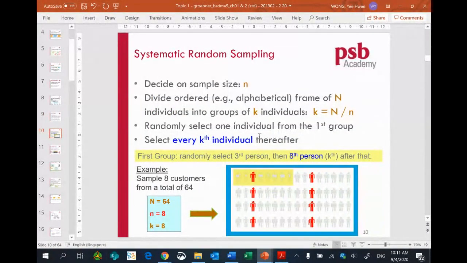Systematic: you have to group the population into the number of groups equal to the number of people you want to select. You want to select 8, then you group them into 8 groups. Then from each group, you pick 1. So you're actually using every case individually. Now, when are you going to use this? Mostly on the production side.